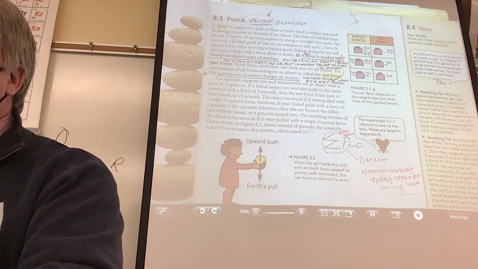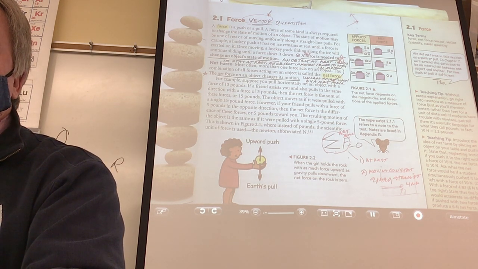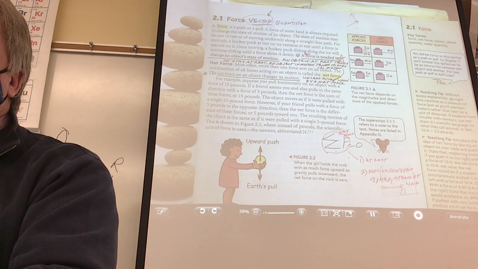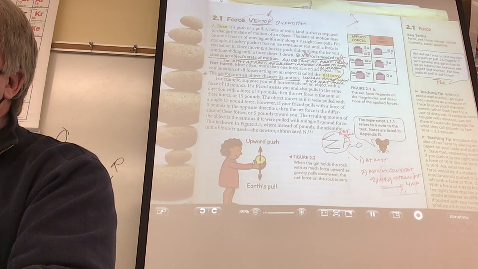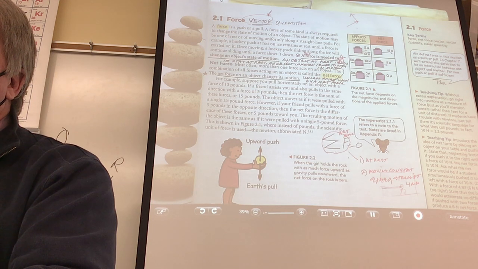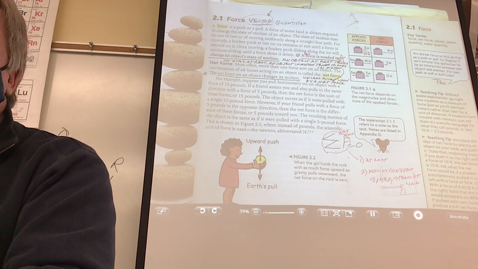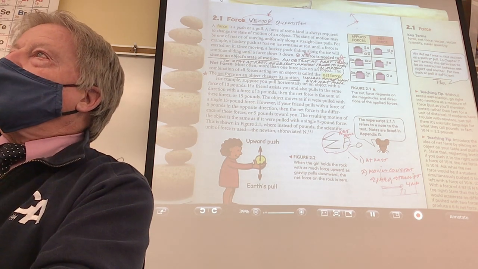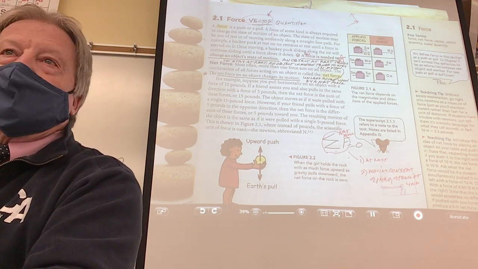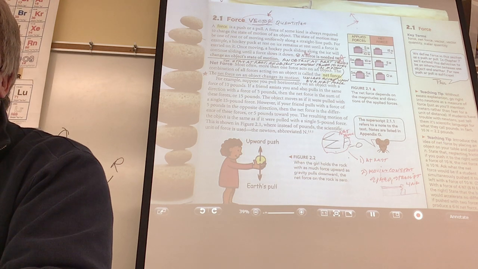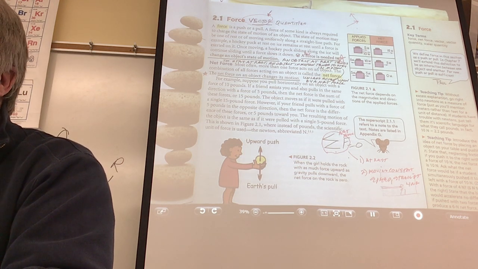Now, one thing that's really weird, and I'll have to teach this to you. You might say, wait, if the forces are equal, then why would the box keep moving? See, that's a great question. Anybody have an answer for that? A jet going 1,000 miles an hour. What's the net force on the jet? Zero.